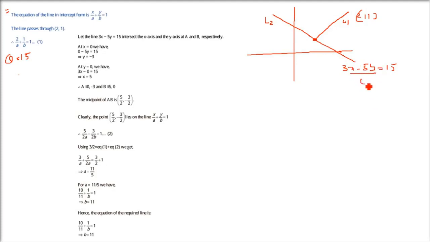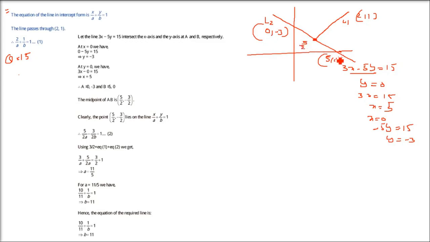What are the coordinate points it is making? Make y equals 0. 3x equals 15, x equals 15 by 3, x equals 5. So you have (5, 0). And for the other case, you want the y coordinate. Put x equals 0. Minus 5y equals 15, y equals minus 3. So this will be (0, minus 3). And please remember, (0, minus 3) will never come here. It will go on the negative y axis.